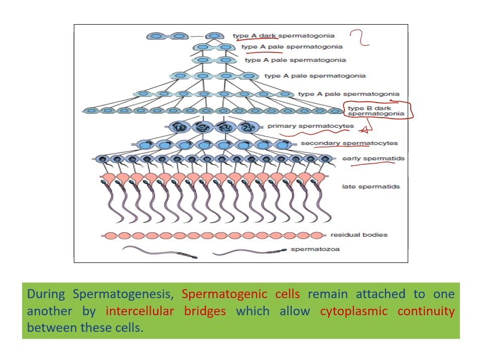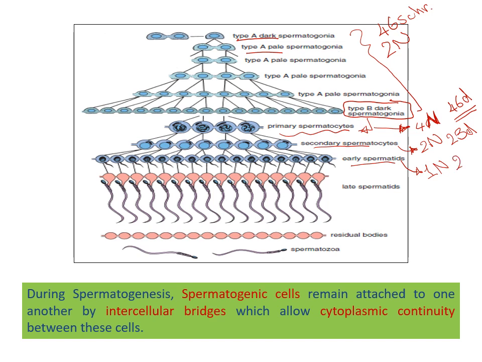The DNA content in all of these earlier cells is 2N, which is 46 S chromosomes, whereas from the beginning of the primary spermatocyte, the cell becomes 4N, which is 46 D chromosomes, and in the secondary spermatocyte it would be 2N, which is 23 D chromosomes, and in the early spermatid it would be 1N, which is 23 S chromosomes. Okay.